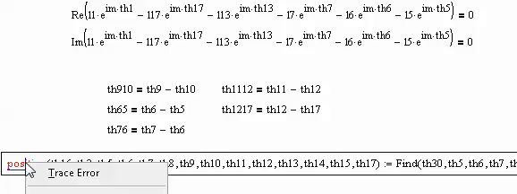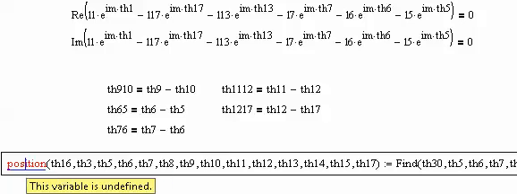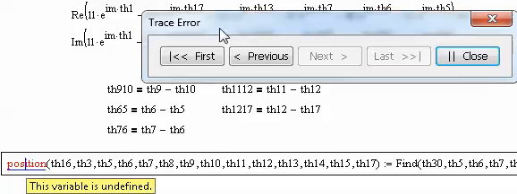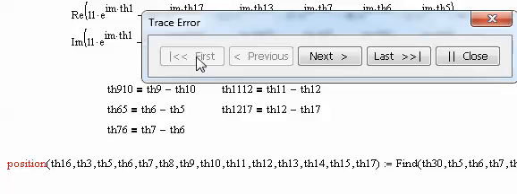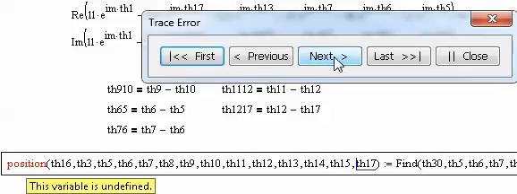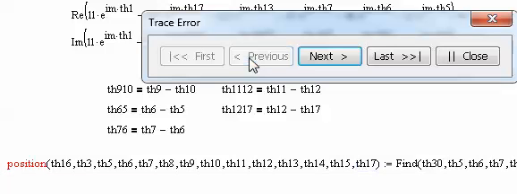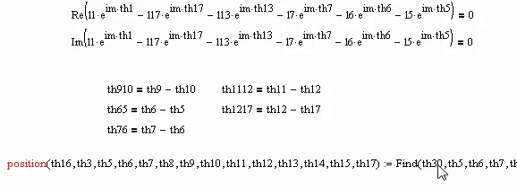If I right click on trace error and bring this dialog box where you can see it and click on first, it is actually highlighting a 0 up top. Let's go next. It highlighted TH17 for a moment. If I go previous, it does not ever find my TH30 error. So I guess that one is just up for me to find.